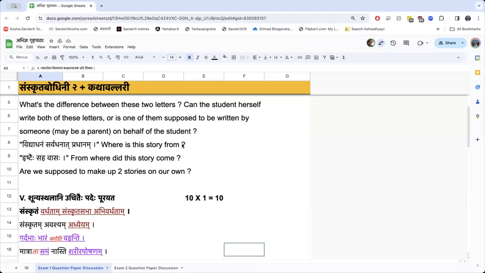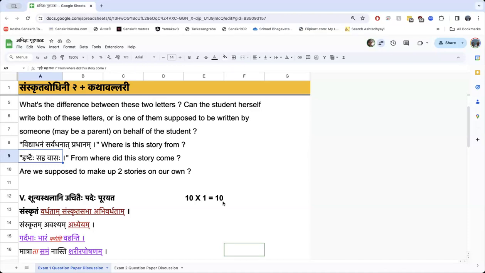The question is not framed in that way, so it's always assumed that you are writing the letter. This "ishtai sahavasaha" is actually "dushtai sahavasaha". We have that here.